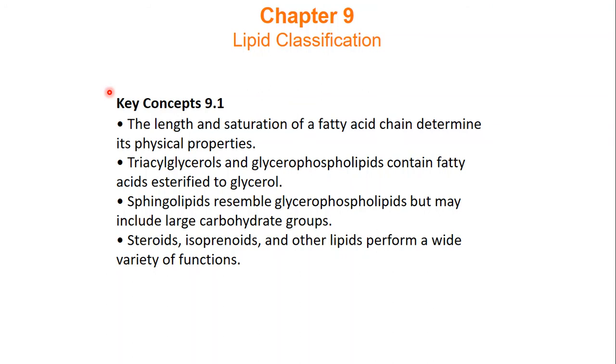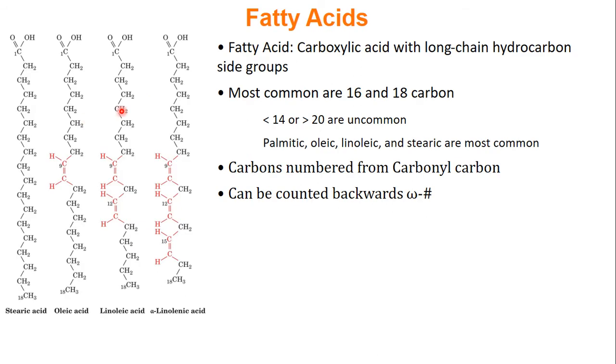In this video, we're going to start to look at lipids, our last major class of biomolecules. So we start with the most basic type of lipid you can have, and that's a fatty acid, which has a carboxylic head and a very long hydrocarbon tail. Now, most fatty acids are between 16 and 18 carbons. Anything less than 14 or greater than 20 inside of cells is really uncommon. Palmitic, oleic, linoleic, and stearic are your most common.